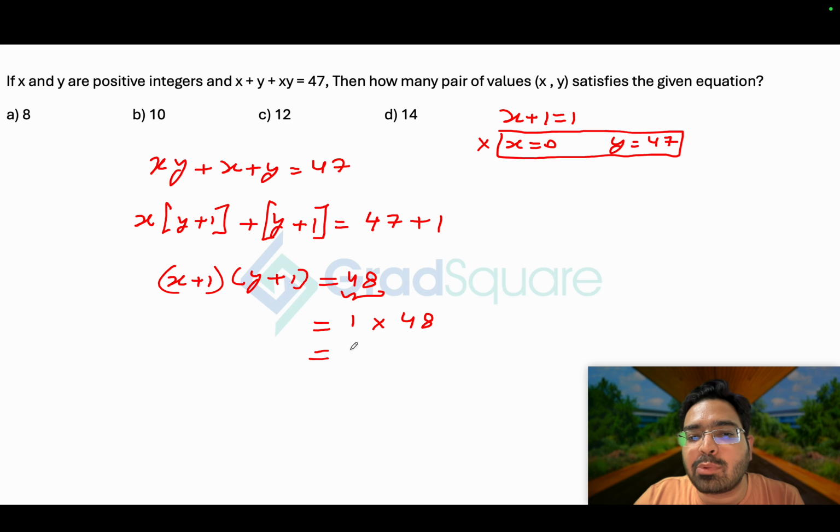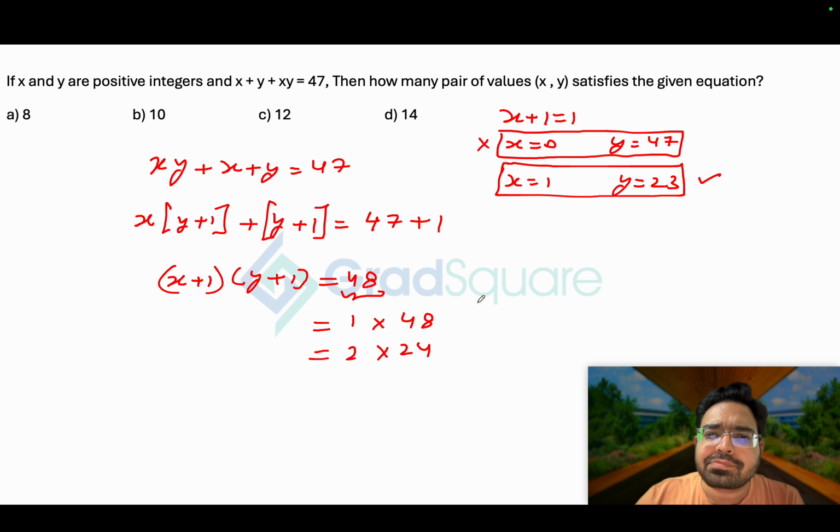But understand that the moment I take 2, I'll get a 24 over here and I'll get x equal to 1 and y equal to 23. That will be an acceptable pair of solutions, correct? So now we will have to look at how many such numbers can I write. All of these numbers, if you watch it very carefully, are nothing but the factors of 48. So it is about counting the number of factors of 48 in this particular place, isn't it?